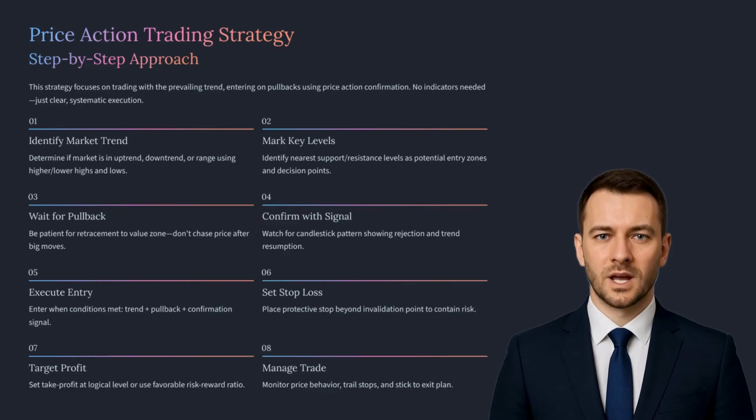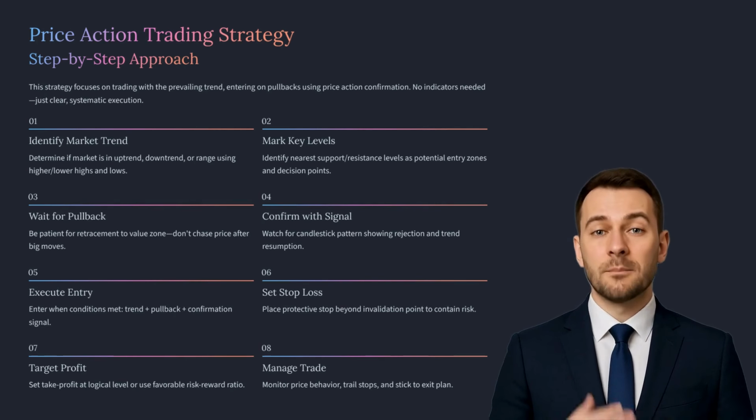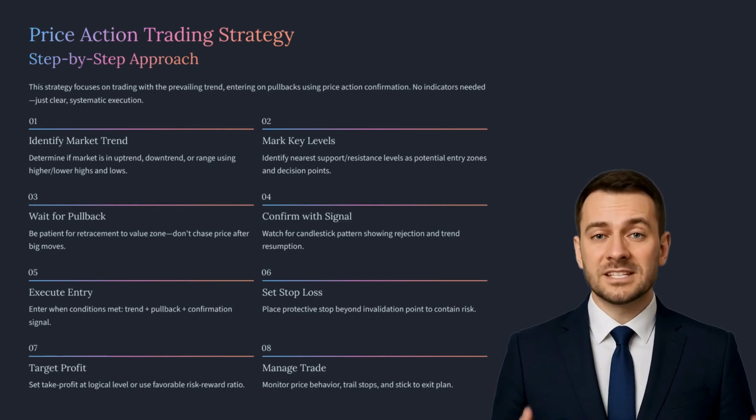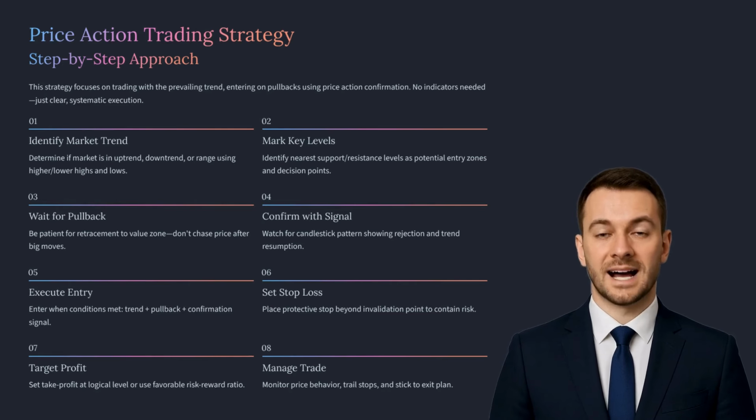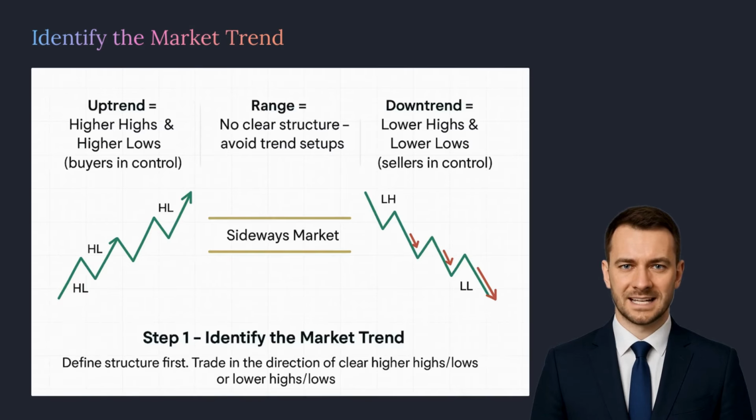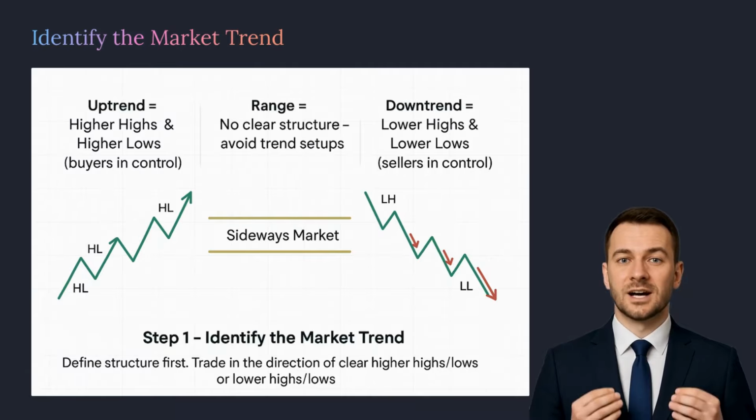Now that we have the building blocks, trends, levels, and candlestick signals, let's outline a step-by-step price action trading strategy. This strategy focuses on trading in the direction of the prevailing trend, entering on a pullback using a price action confirmation. No indicators needed. We'll break it down into clear steps. 1. Identify the market trend. Start by determining the overall trend on the time frame you're trading. Is the market in an uptrend, downtrend, or range? Use the higher highs, lows versus lower highs, lows method discussed earlier.